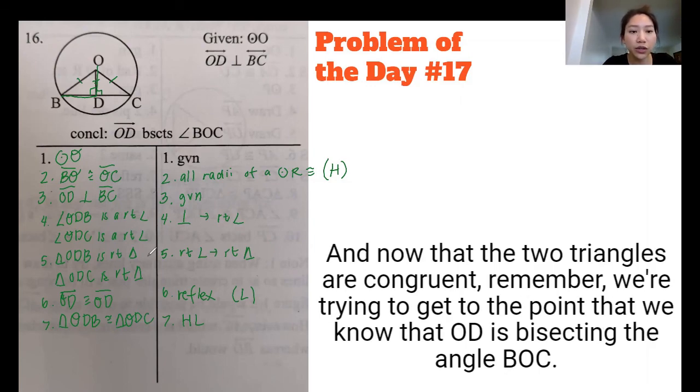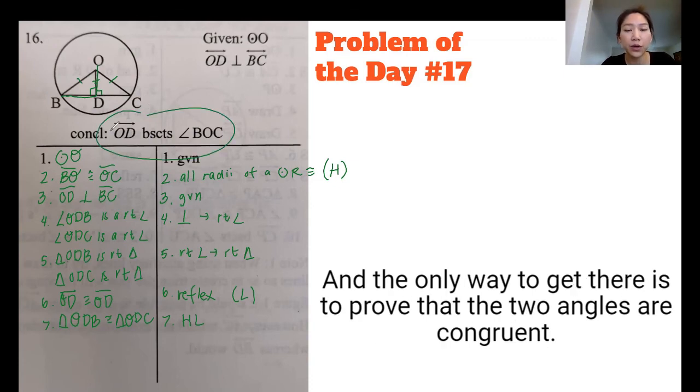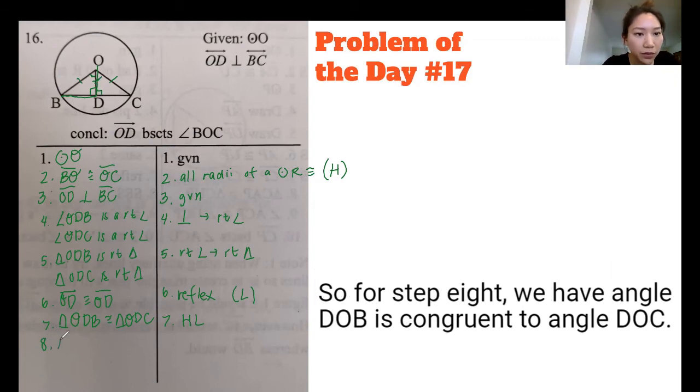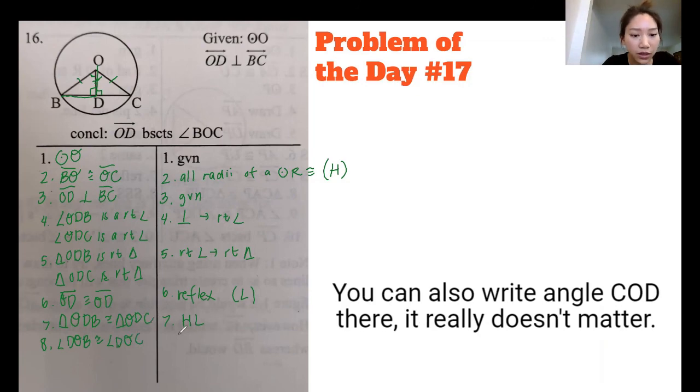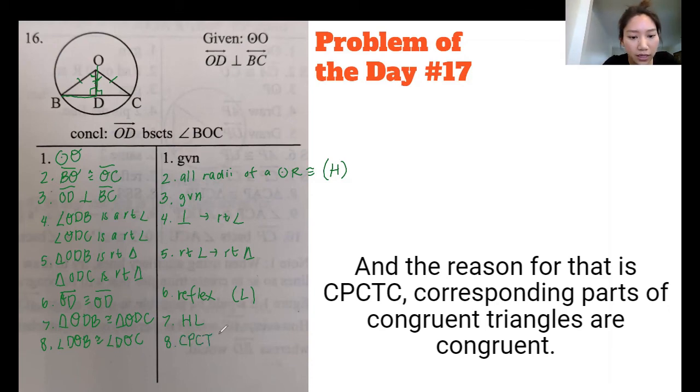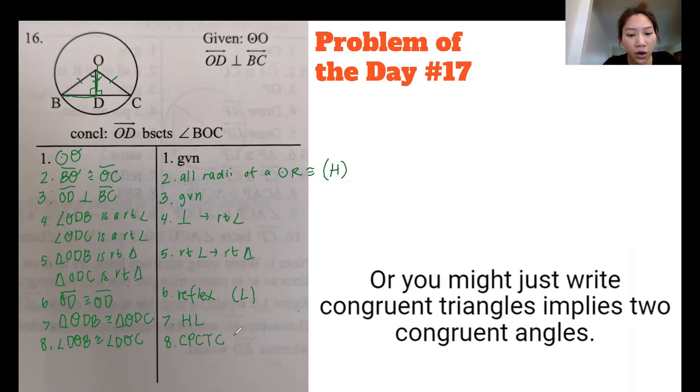And now that the two triangles are congruent, remember, we're trying to get to the point that we know that OD is bisecting the angle BOC. And the only way to get there is to prove that the two angles are congruent. So we have that this angle is congruent to this angle here. So for step 8, we have angle DOB is congruent to angle DOC. You can also write angle COD there. It really doesn't matter. Okay, and the reason for that is CPCTC, corresponding parts of congruent triangles are congruent. Or you might just write congruent triangles, congruent triangles implies two congruent angles. Okay.